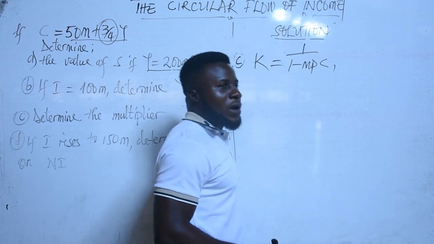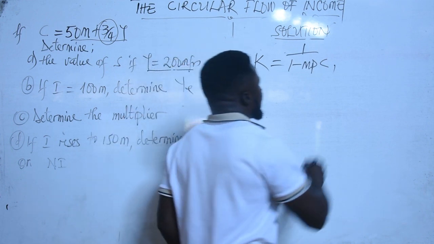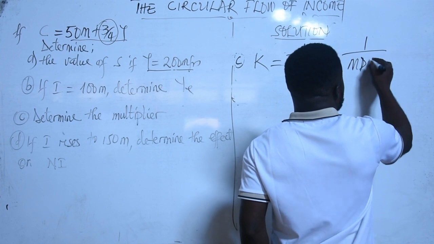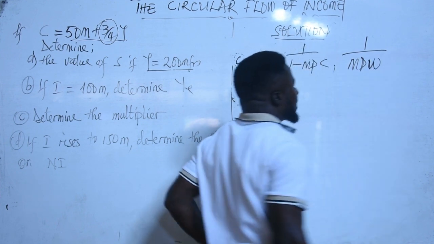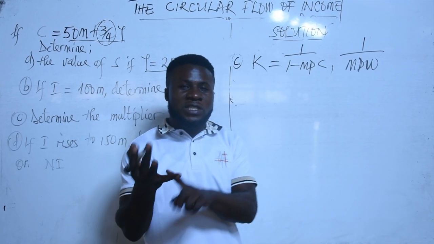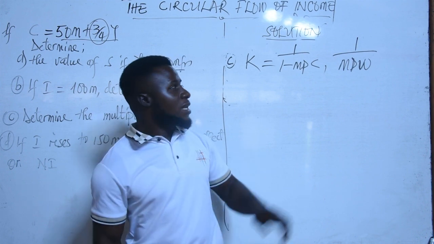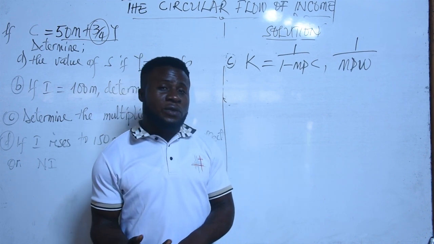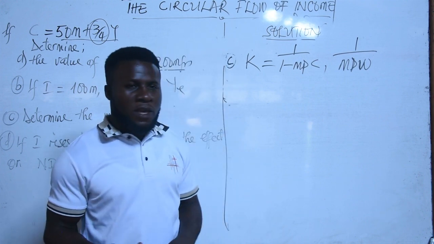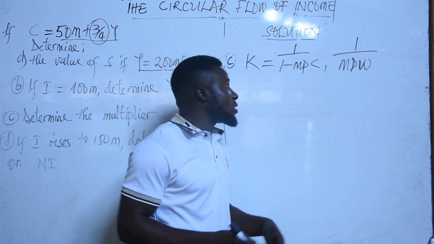You can also use what we call the withdrawal multiplier, and that is given by 1 all over the marginal propensity to withdraw. And the marginal propensity to withdraw here is a sum of the marginal propensities to save, to tax, and to import, if all of them are given. But in this case, we do not have all of that. We have only savings. We do not have taxes. We do not have imports. We are going to use both formulae, and you see how it is going to give us the same answer.